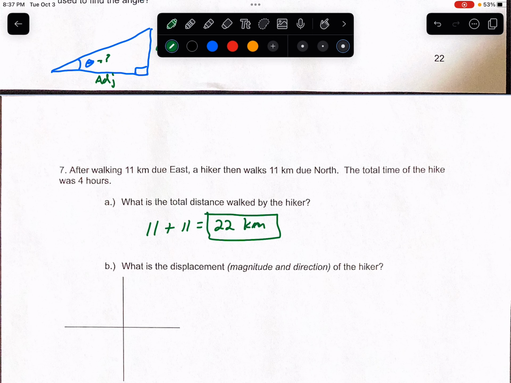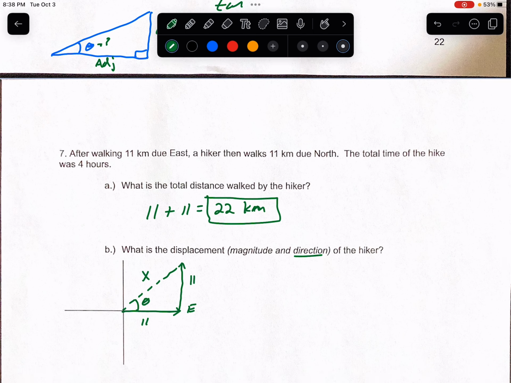So we're going to walk 11 east. I'm going to go east at 11, and then I'm going to go north from there at 11. Displacement means I want to know where I ended versus where I started. That means I'm looking for the hypotenuse, and direction means I'm looking for the angle. If I know two sides of a right triangle, all I got to do is the Pythagorean theorem. So x equals the square root of 11 squared plus 11 squared. Don't forget to do this square root at the end. So your hypotenuse is going to come out to be 15.56 kilometers. That's your magnitude.